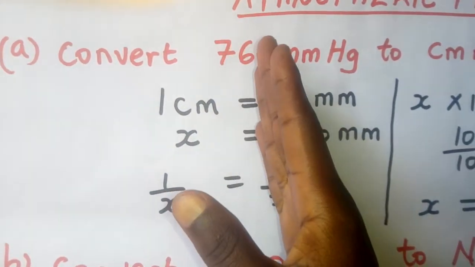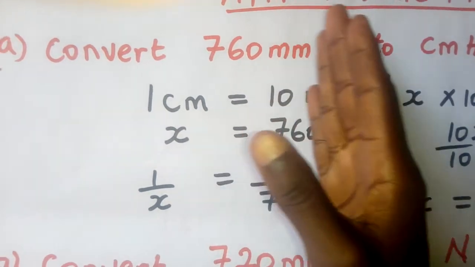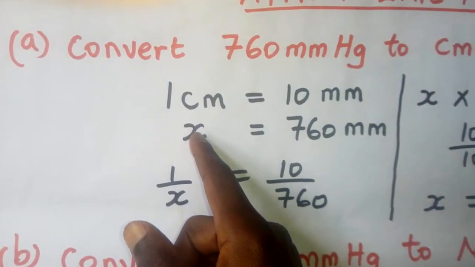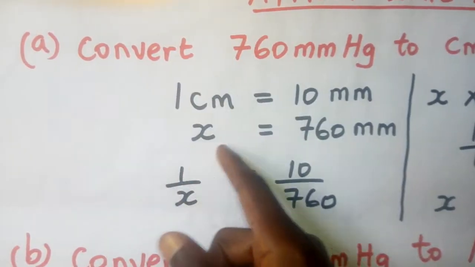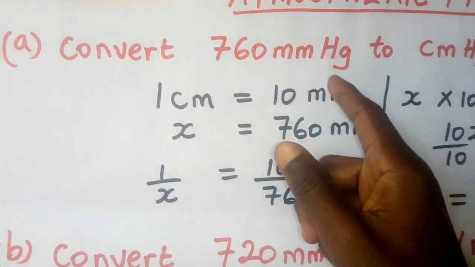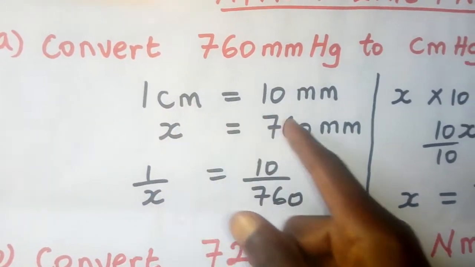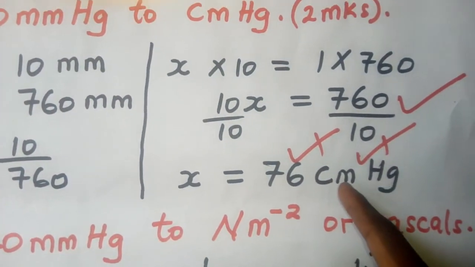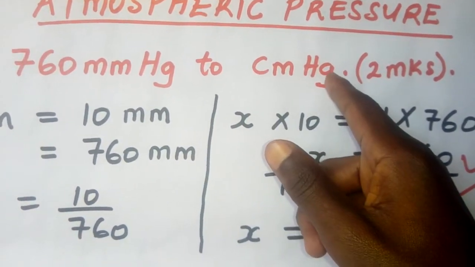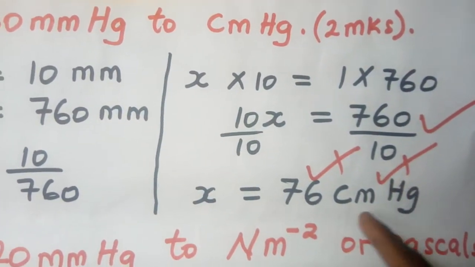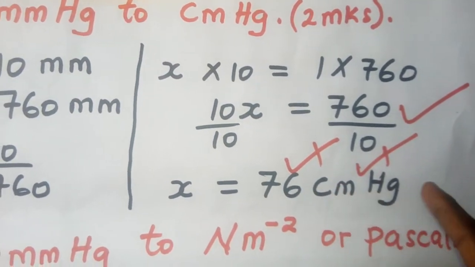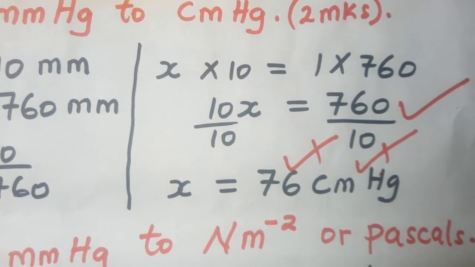Is x on the side of the millimeters, this side of the equal sign, or is it on the side of the centimeters? You see, x and 1 should have the same units. Then 10 and 760 should also have the same units. So x is in centimeters. So your answer should have centimeters. Remember, we are told to write centimeters of mercury. So you add there Hg. So our answer is 76 centimeters of mercury. So that is the first case.